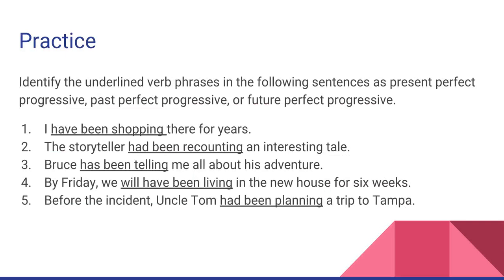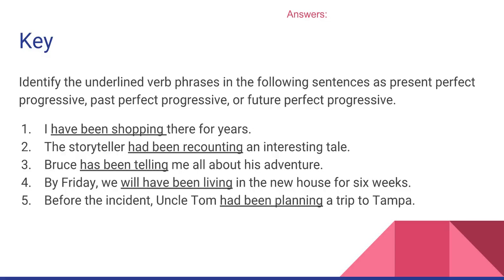And here's our practice. We have underlined verb phrases. You need to label whether they are present perfect progressive, past perfect progressive, or future perfect progressive. Try saying those 10 times fast, and then label these sentences according to tense. Now, taking a quick look at what you did.